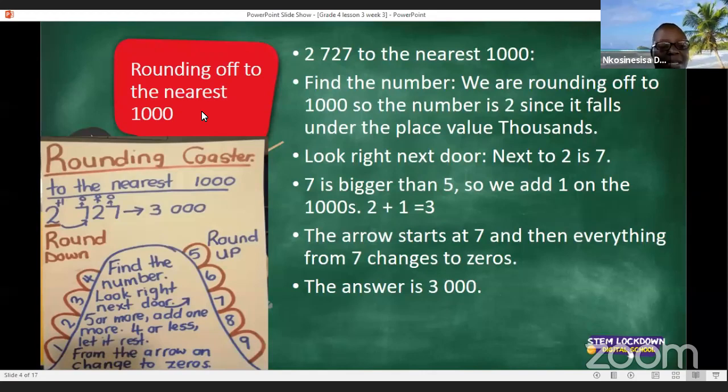If you follow the right steps, you're going to get the right answer. So if you follow the steps of the rounding coaster, you're also going to get the right answer. Okay, so now I gave you a number there, 2,727, and we are rounding off to the nearest 1,000. I hope some of you still remember how to use the rounding coaster.